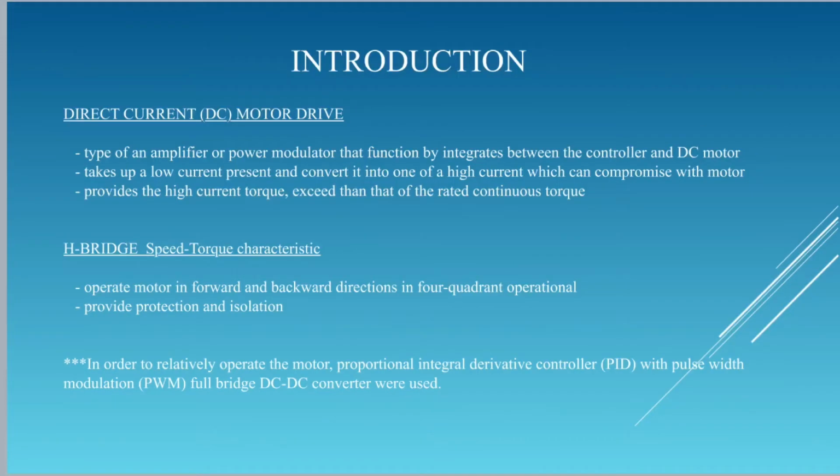First, we will talk about the introduction. So, a direct current DC motor drive is a type of amplifier or power modulator that functions by integrating between the controller and the DC motor.